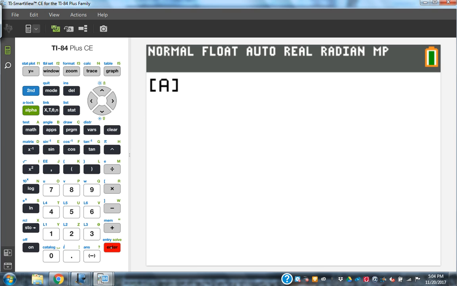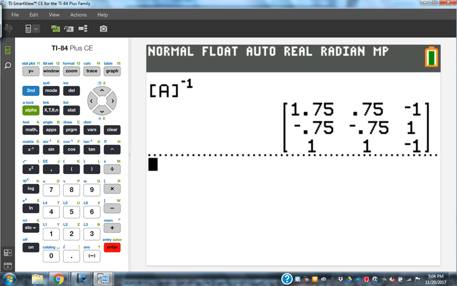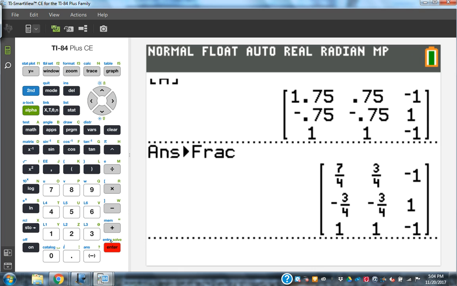Your calculator has an inverse button. It's that X to the negative 1 button that's right there. Bless you. So I hit that button and put the little negative 1 exponent on it and hit enter. And then I'm going to get that out of decimal form and go into fraction form. The inverse of that matrix is right here. That's our inverse.